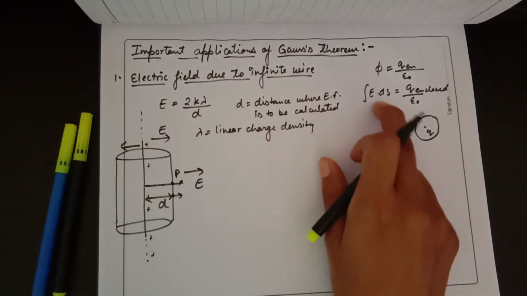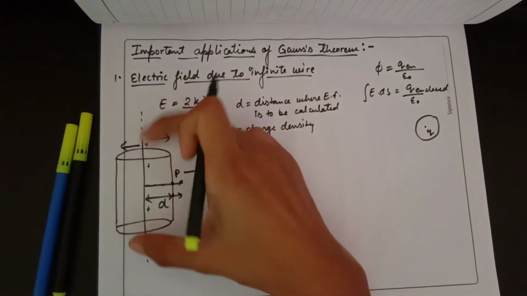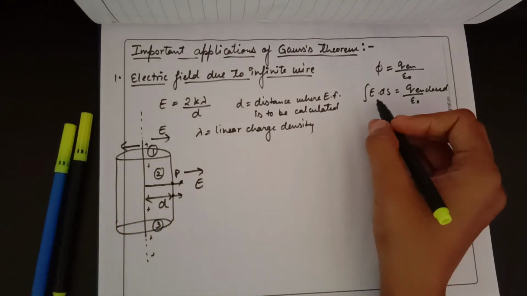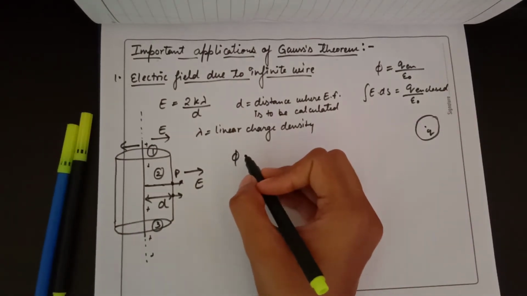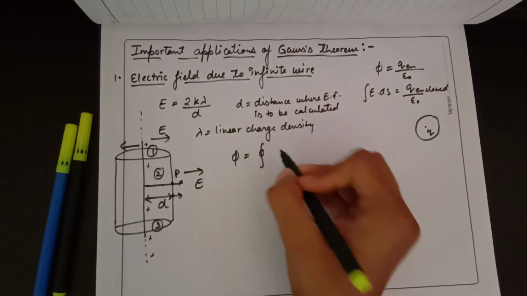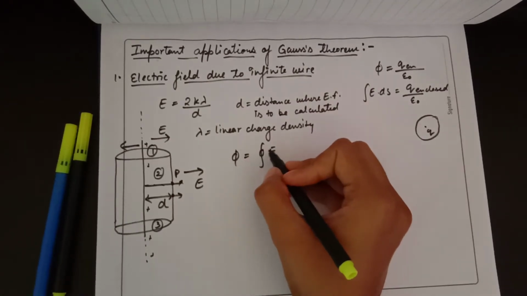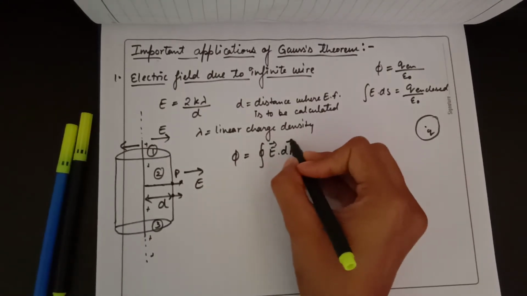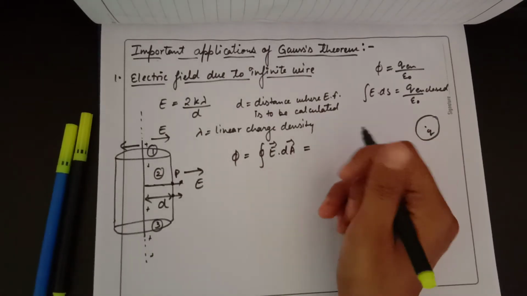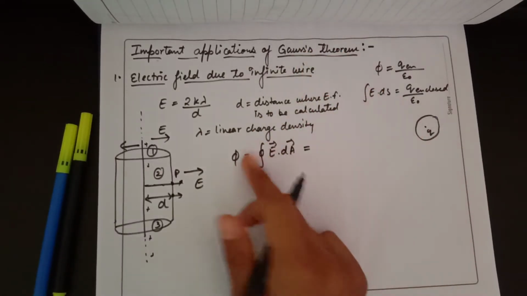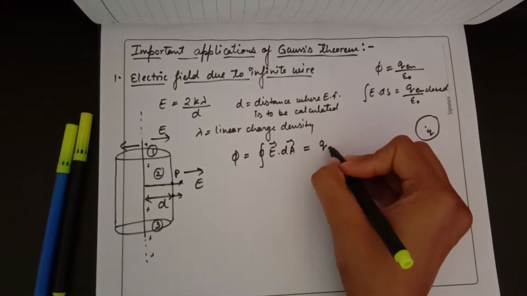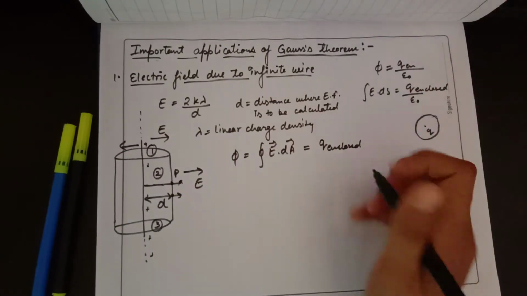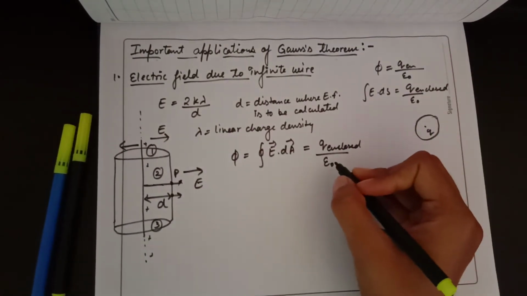We will calculate the electric field over the three surfaces. I give them the names 1, 2, 3. So I will write phi as the closed integral of E dot dS. This is the sign for closed integration, meaning for a closed surface. I will write it as E dot dA, and applying Gauss's theorem, this should be equal to q enclosed, enclosed meaning within the cylinder, divided by epsilon naught.